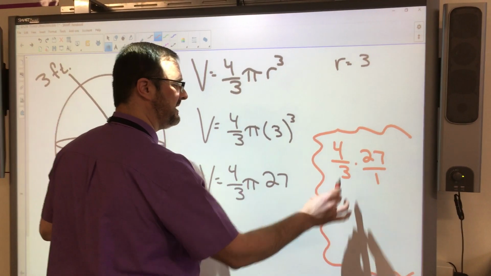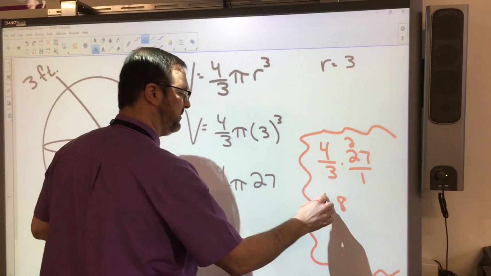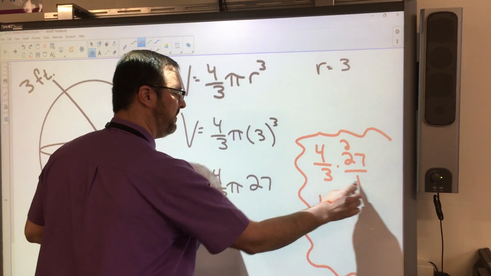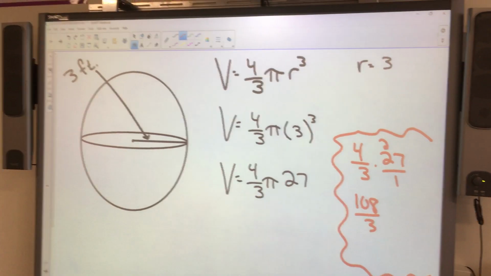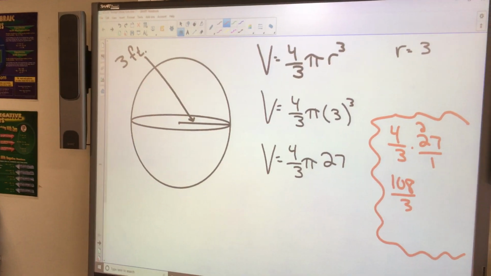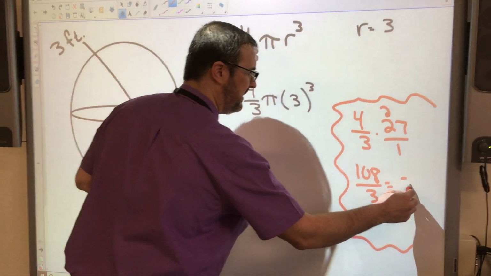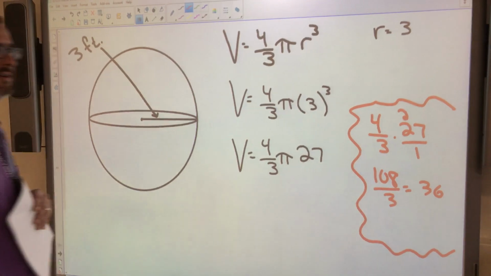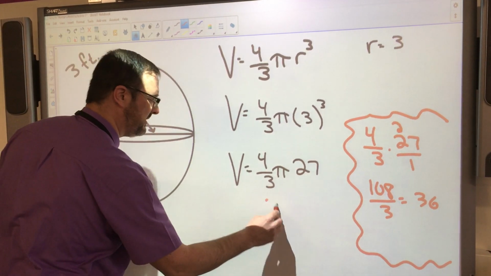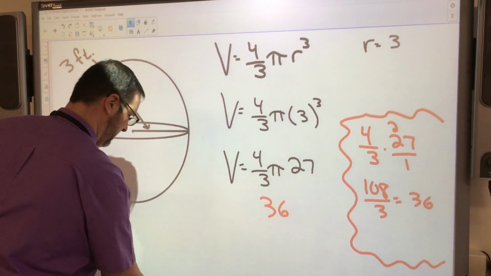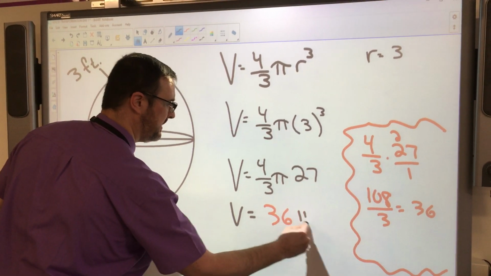So 4 times 27, well 4 times 7 is 28. 4 times 2 is 8 plus 2 is 10, so we have 108. And then we do the denominators. 3 times 1 is 3. Now we look at 108 thirds and we see that we can simplify that down. So let's reduce this to, ends up being 36 over 1, or just 36. All right, so now I know 4/3 times 27 is 36. So I know that the volume is 36 pi.